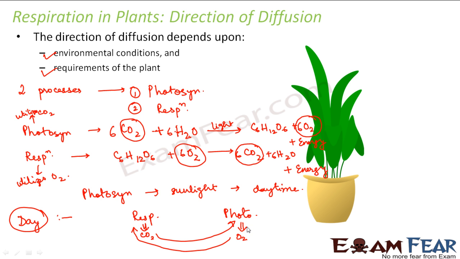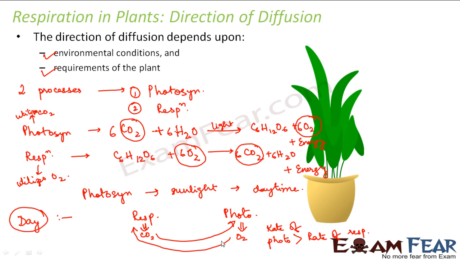But during the daytime, the rate of photosynthesis is greater than the rate of respiration. That means photosynthesis happens faster than respiration. If photosynthesis happens faster, more oxygen will be released when compared to carbon dioxide. Let us suppose if one process of respiration takes place, by that time 2-3 processes of photosynthesis have taken place.